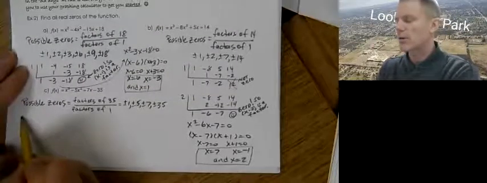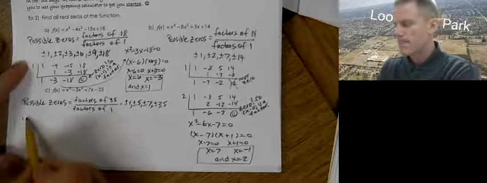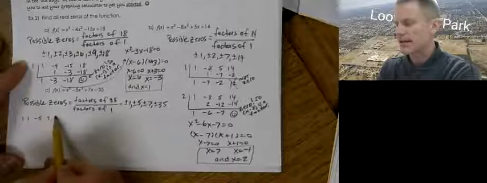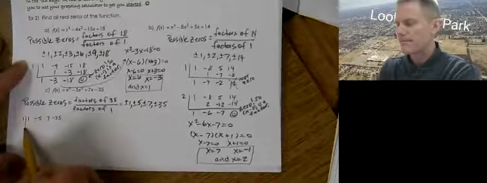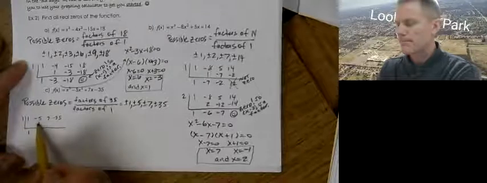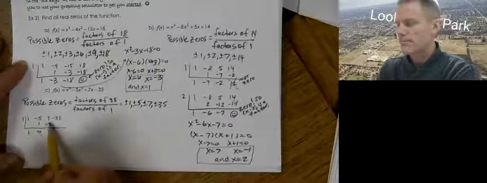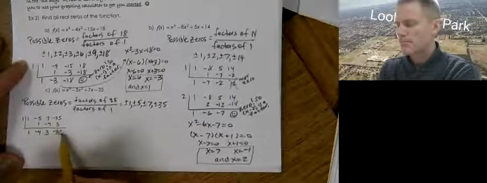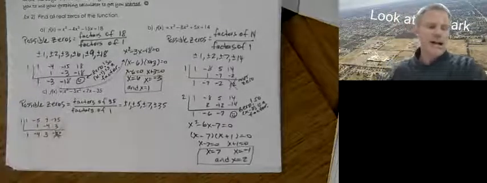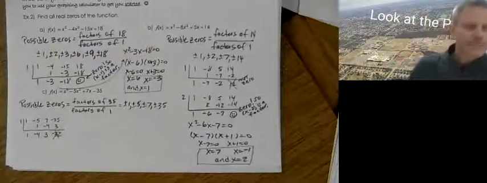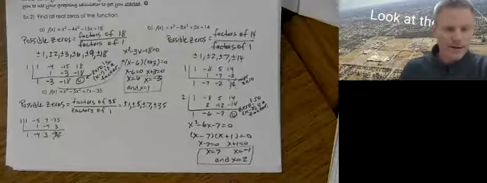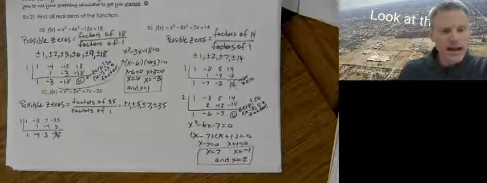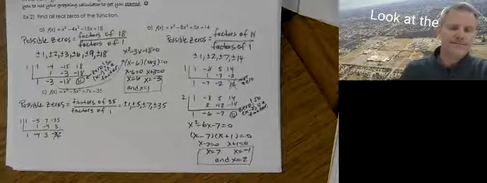So if we try the number 1, plug in 1, -5, 7, and -35. That was not 0. That didn't help. I guess that rules that one out. So you could try -1 now, or you could try 5. I'll try 5.